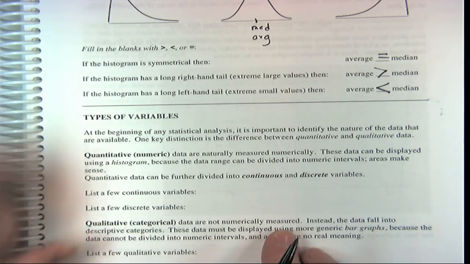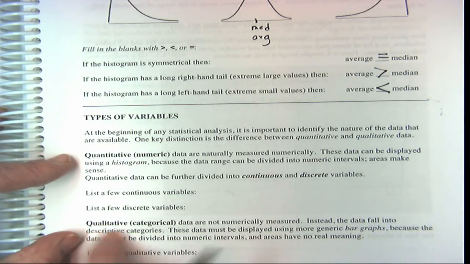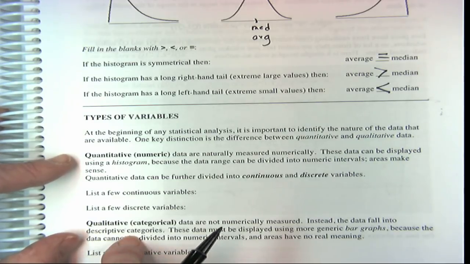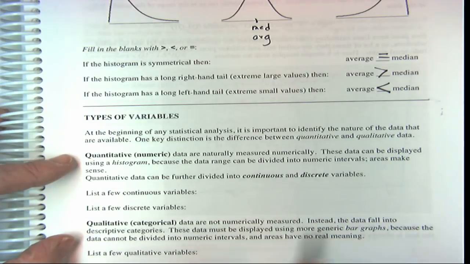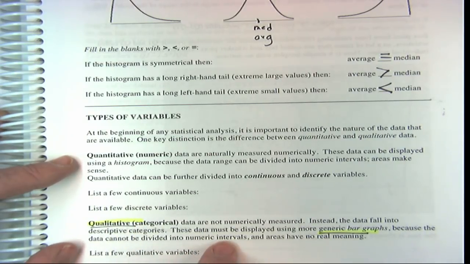So those are the two big types. Qualitative data is represented by bar graphs. They fall into descriptive categories. Bar graphs are used because it can't be divided into numeric intervals, and if you took the area of the interval, it wouldn't have any meaning.